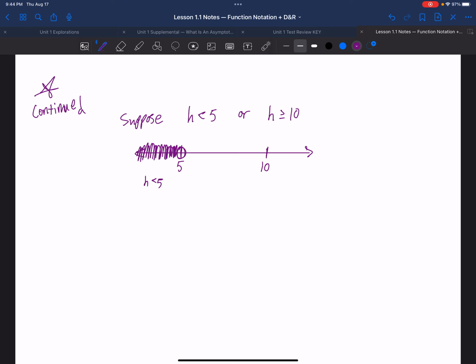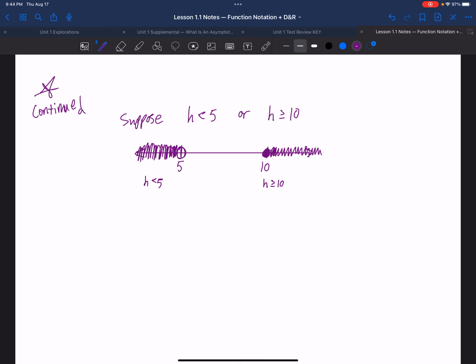Now, if h is more than 10, inclusive, it's equal, so this is a filled in dot because it's equal, and it's more than 10, which means I shade to the right, like so. And it keeps on going, right? And this is what's meant by h is greater than or equal to 10. Now, these are two separate intervals. But when we talk about sets, a collection of items, we might want to join these two things.